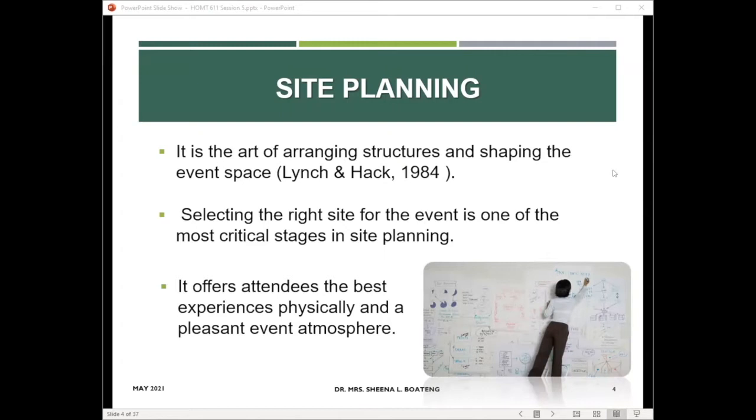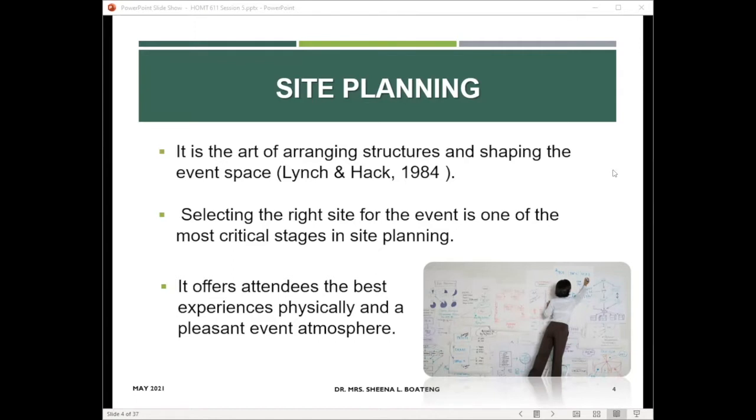Now, it offers attendees the best experiences physically and a pleasant event atmosphere if you are able to appropriately plan and execute the site selection process. Because a large part of event organizing and hosting is in the environment or the site and the ambience of the site in which the event is organized. Would you agree? Yes. Good.